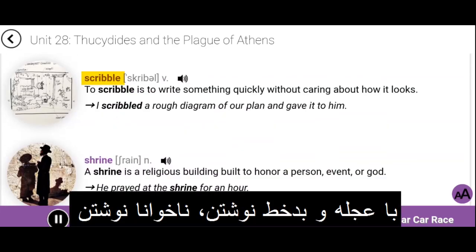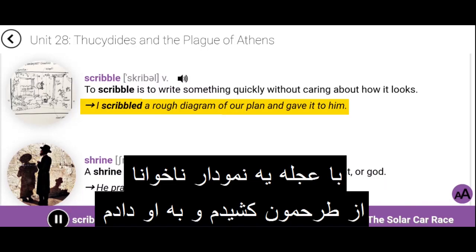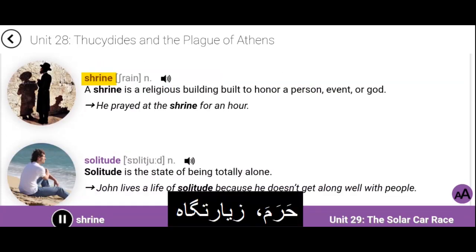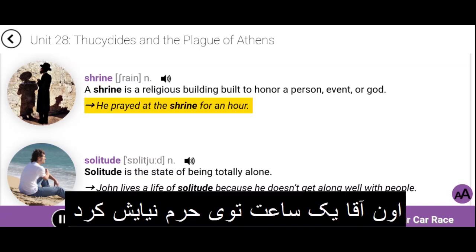Scribble. To scribble is to write something quickly, without caring about how it looks. I scribbled a rough diagram of our plan and gave it to him. Shrine. A shrine is a religious building built to honor a person, event, or God. He prayed at the shrine for an hour.